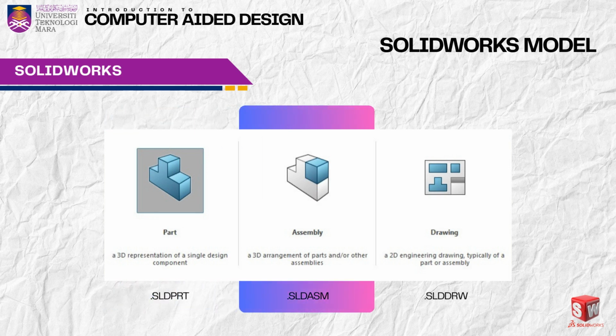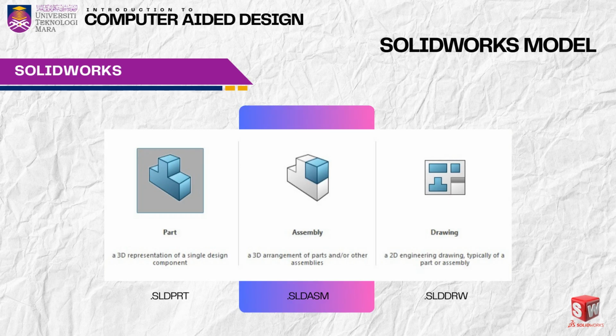The second type is the assembly file, which is where the true power of SolidWorks starts to come together. An assembly is a 3D environment where multiple parts, and even other subassemblies, are brought together and connected to form a complete system or product.